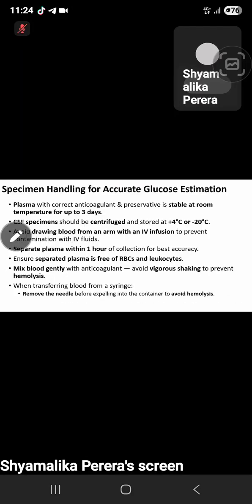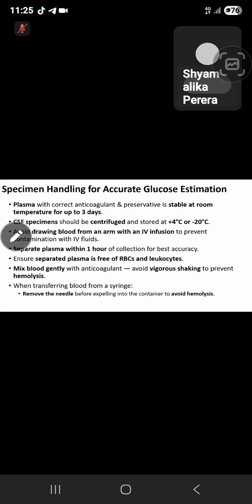So when we are handling specimens, especially blood glucose specimens, we need plasma with the correct anticoagulant, and it's stable at room temperature for up to 3 days. But we are never keeping our blood samples for 3 days at room temperature. Then CSF specimens, it's better to centrifuge your sample if you are delaying analysis and place it in a refrigerator or at -20 to prevent further glycolysis by bacterial contamination or likewise.